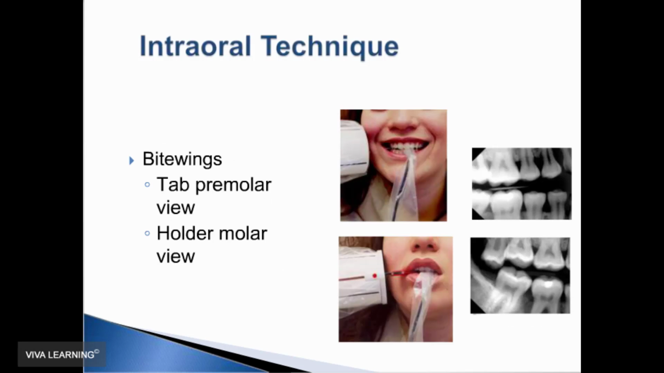With bite wings, whether you do them tab or holder style, it is important to have the premolar proximals open and the molar proximals open on that view. It is necessary on most adults to take both a premolar and molar bite wing projection because the horizontal angles differ between the two areas. In this instance, it's not going to be possible to get this contact because the tooth is super erupted and malposed.